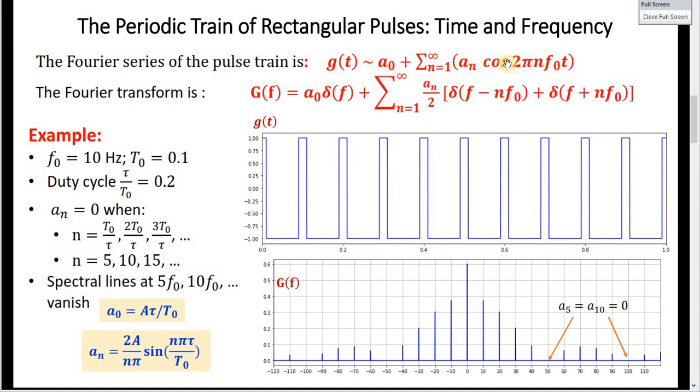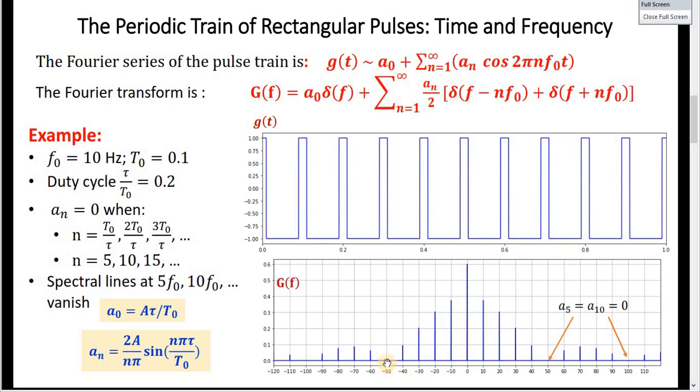And we know that the Fourier transform of cosine consists of two impulses at F equal n F0 and F equal minus n F0. And n runs between 1 to infinity. So F0 equal to 10. So we have now the impulses at F0, which is 10, minus F0, which is minus 10, 20, minus 20, 30, minus 30, 40, and minus 40.